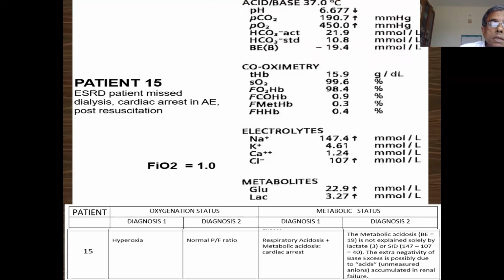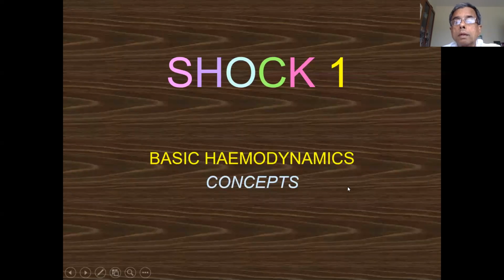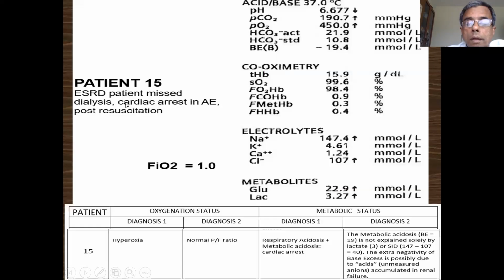Number 15, the last for this session, is hyperoxic. His oxygenation is too much. PF ratio is fine. Got a respiratory acidosis. And a metabolic acidosis. Base excess is minus 90. But the metabolic acidosis is not explained by the lactate level or the SID. So he's probably got some extra ions which is causing more metabolic acidosis.